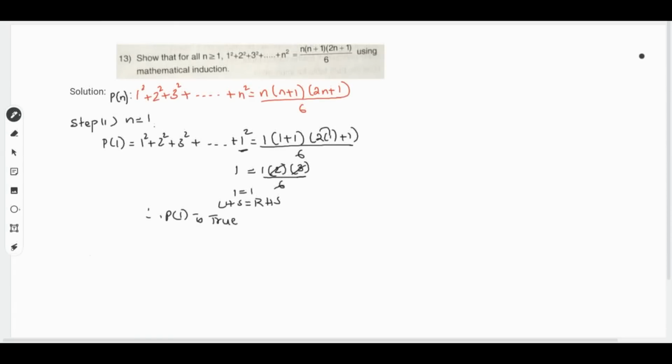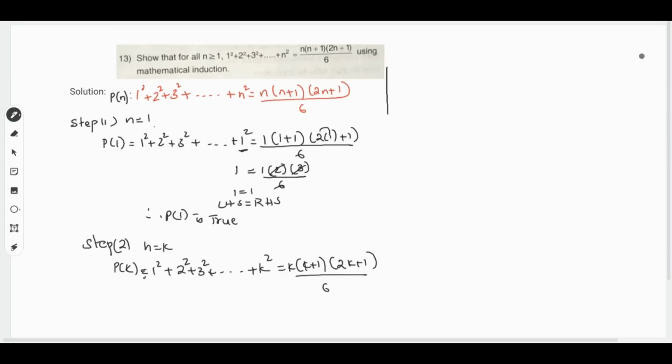Step 2 is we'll take n is equal to k. Let n is equal to k. So P of k is 1 square plus 2 square plus 3 square plus up to k square, which will be equal to k into (k plus 1) into (2k plus 1) divided by 6. So therefore P of k is true.